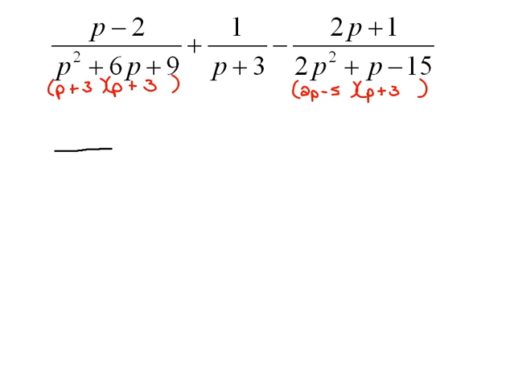So our common denominator, I'm going to put this all over here. We have to look at what we have in common. And what we have in common for all three of those terms is a p plus 3. So we have to use what they have in common. Then we have to use everything else that we've not accounted for so far, which would be another p plus 3, and also this 2p minus 5.